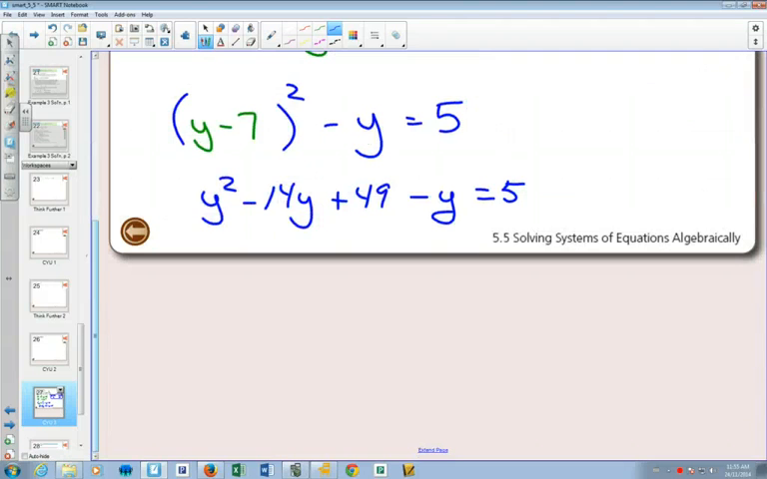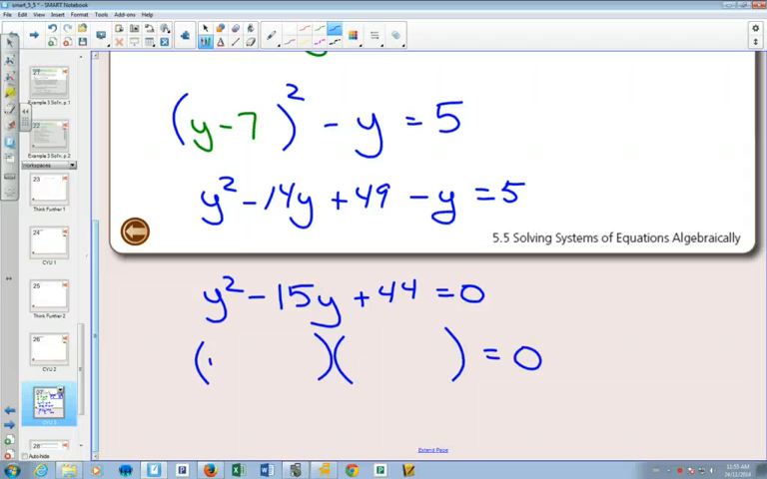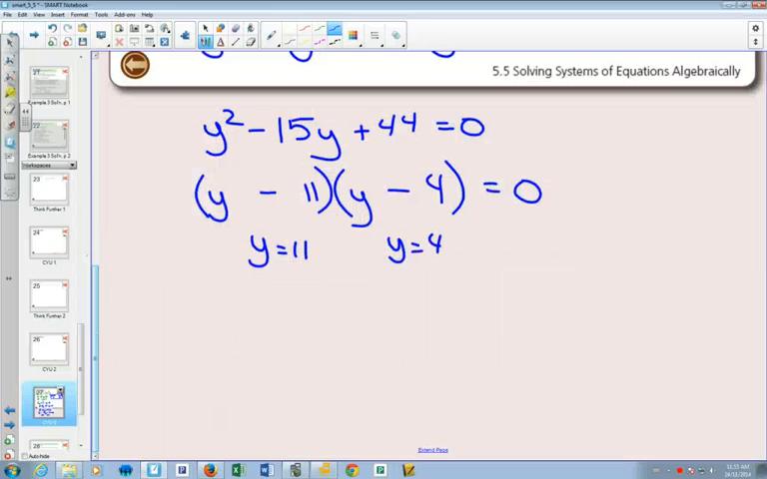Combine your like terms and make one side equal to, what should I make one side equal to? 0. So I'm going to subtract the 5. That'll give me y squared minus 15y plus 44 equals 0. Factor away. It's got to be 11 and 4 make 44, and they're both negative. So you get y is equal to 11 and y is equal to 4.